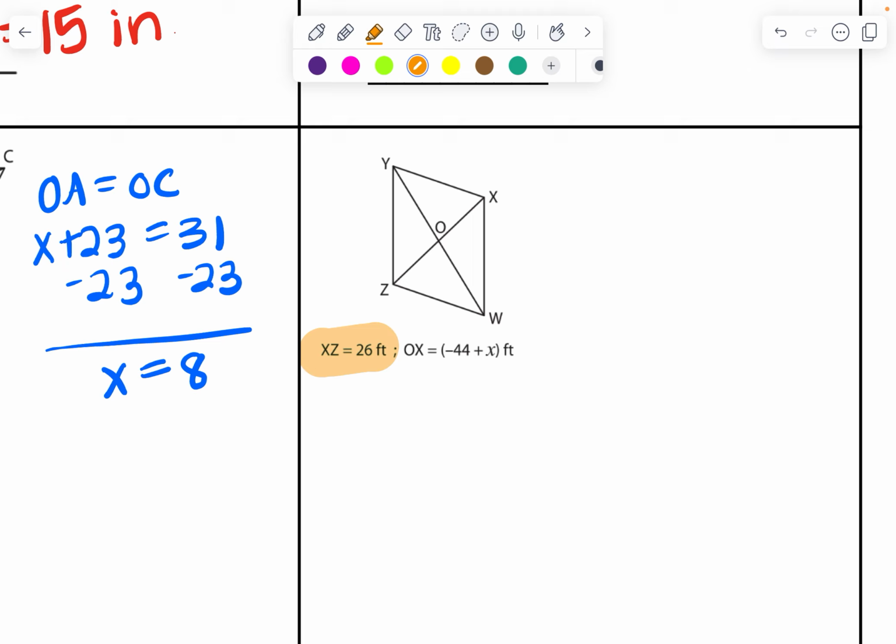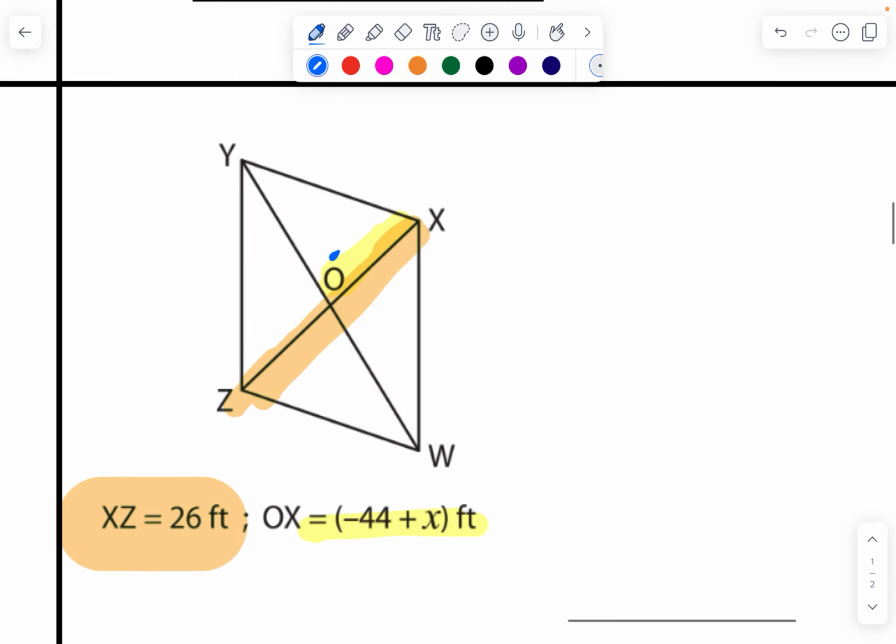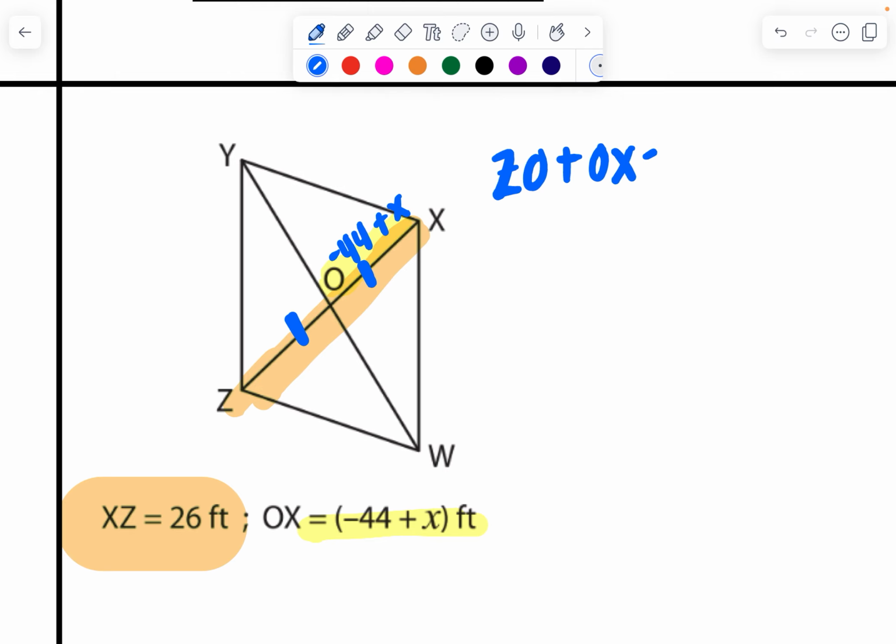And then another diagonal one here. XZ is 26, so they're telling me this whole thing is 26. And then they're telling me OX is negative 44 plus x. But we also know that these two are the same thing. So ZO plus OX is going to give me XZ, meaning if I add this little part and this little part, it will give me the whole thing.